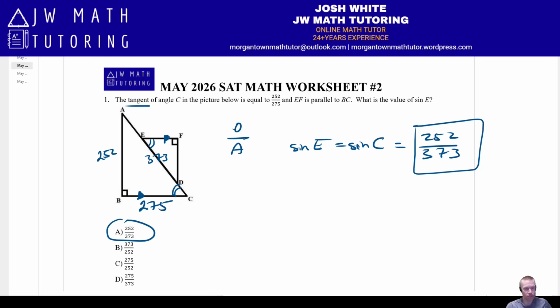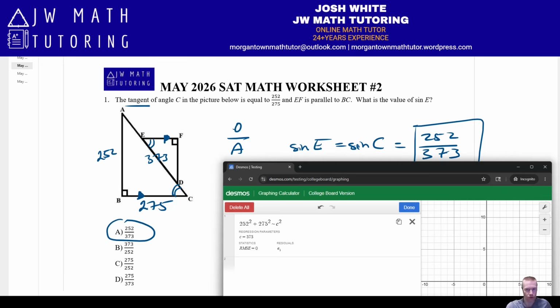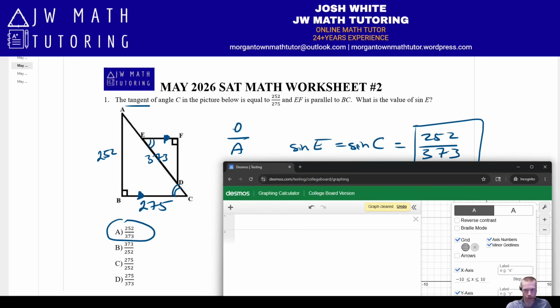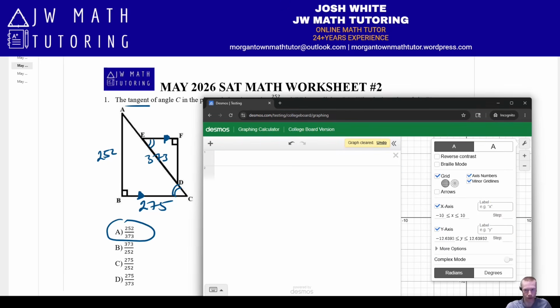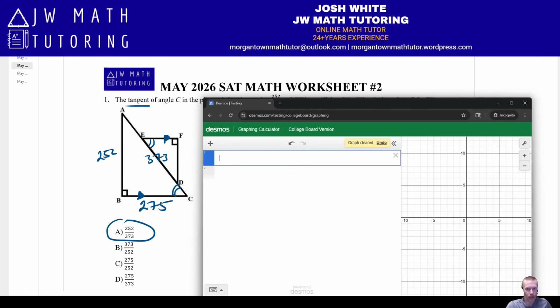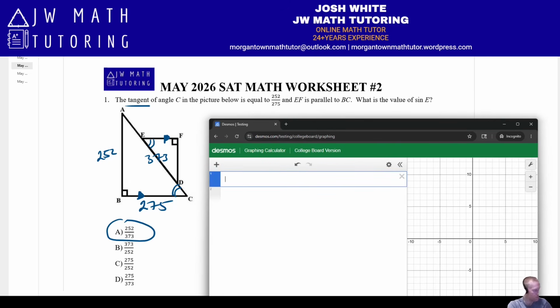Now, here's an alternate approach you could use. Again, you don't need to do this, but I'm just going to show it to you because maybe some people would find this an easier way to solve it. So I would go into Desmos. First, I would make sure I'm in degree mode. And I would say, okay, tangent of angle C is equal to 252 over 275.